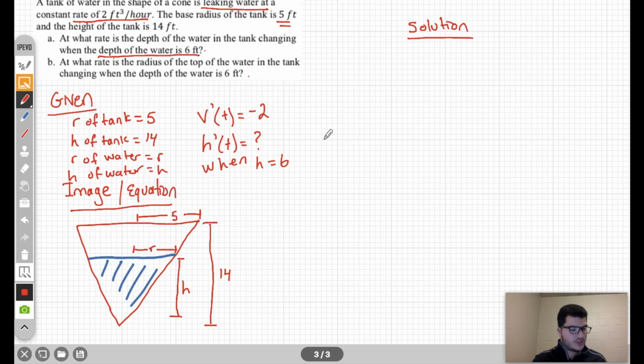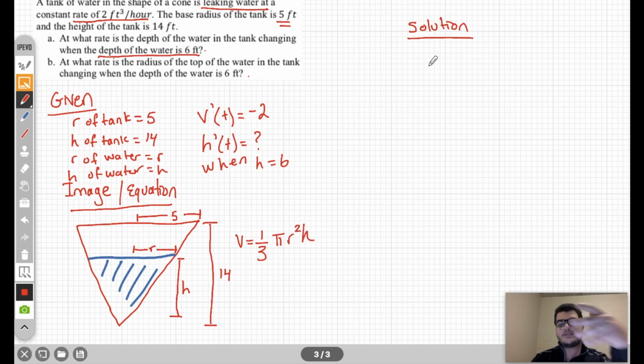Now we need an equation that relates all these terms together. And again, this equation would be given on the exam for you. And it's the volume of a cone. So the volume of a cone, we can write it here first. The volume is equal to 1/3 pi r squared times the height.